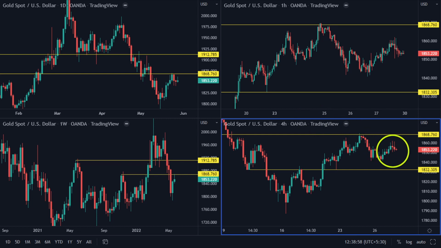This week we do not have any big economic data, but next week keep your focus on how the market reacts to this CPI and the June FOMC meeting.